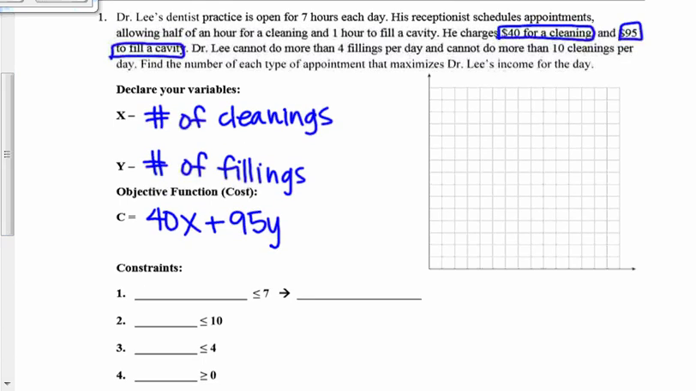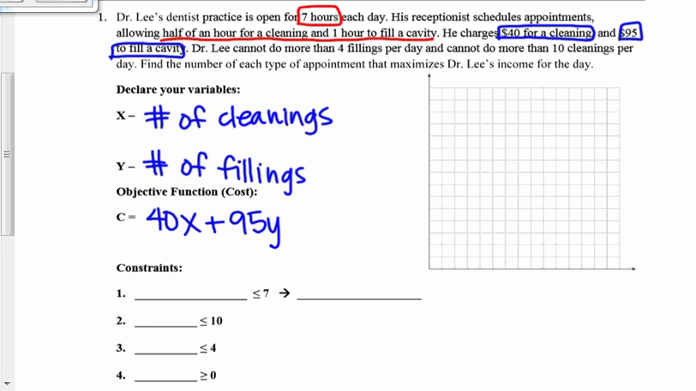Alright, so it says Dr. Lee's dentist practice is open for 7 hours each day. So I know one of my constraints is going to be about time. They talk about time a little more in here. It says that his receptionist schedules appointments, allowing half an hour for a cleaning and 1 hour to fill a cavity. So for my first constraint, I know that it has to do with that sentence right there. Half an hour for a cleaning and 1 hour to fill a cavity, and he's only open for 7 hours.